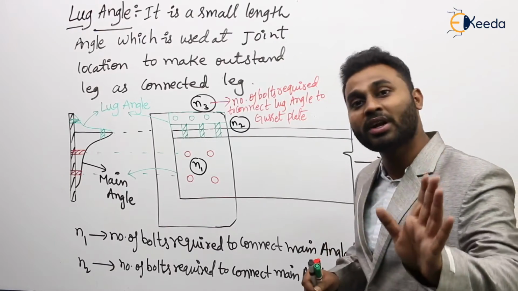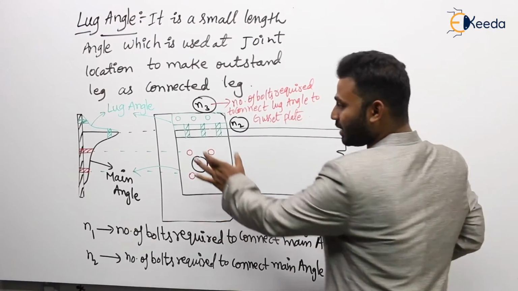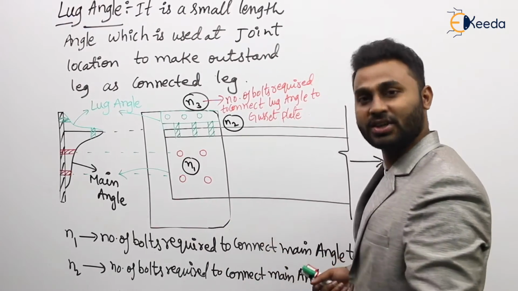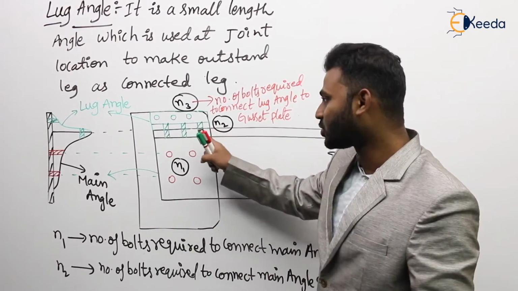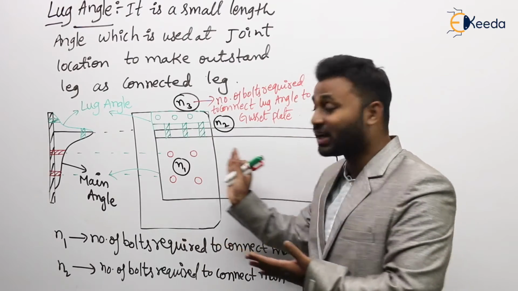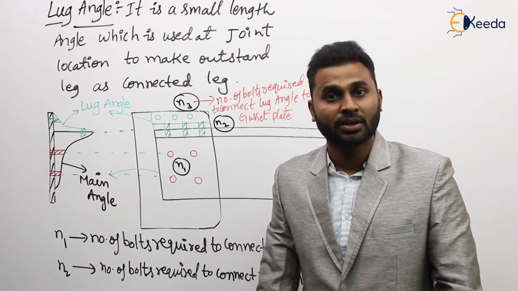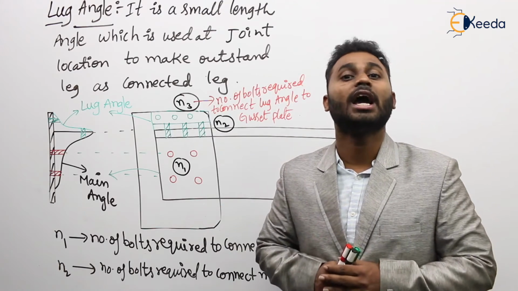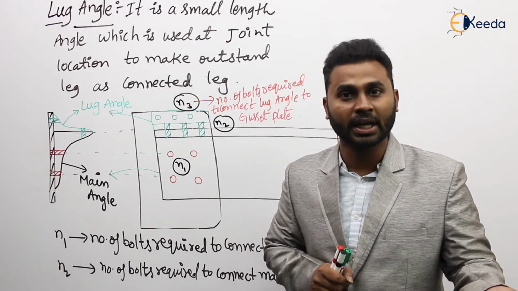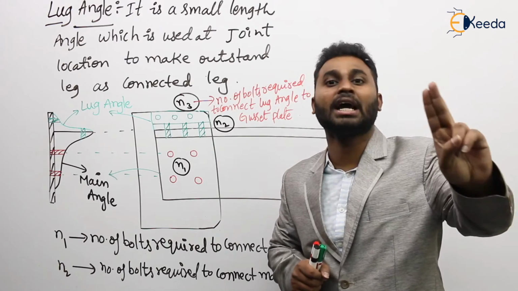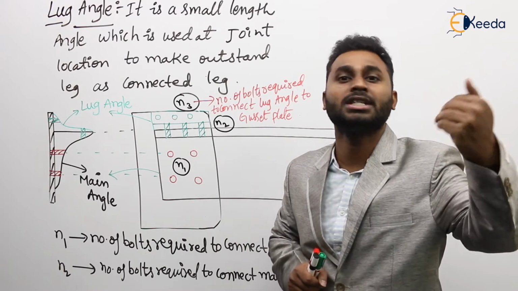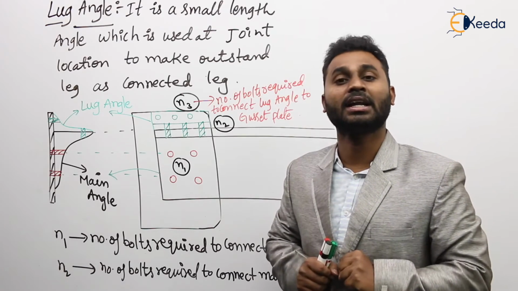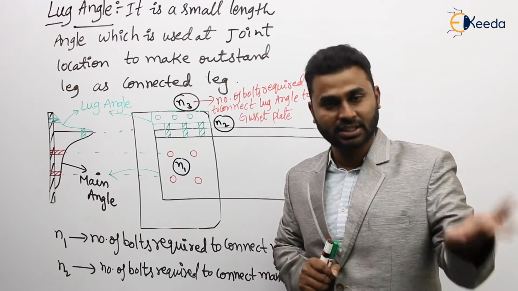One more advantage of using the lug angle is that we can reduce the length of the connection. Whereas if there is no lug angle, the length of the connection can be increased, so more gusset material and more bolts have to be used. Agree or not? So what are the advantages of using the lug angle? By using the lug angle we can eliminate the shear lag effect and we can reduce the length of the connection. Agree or not? These are the advantages.